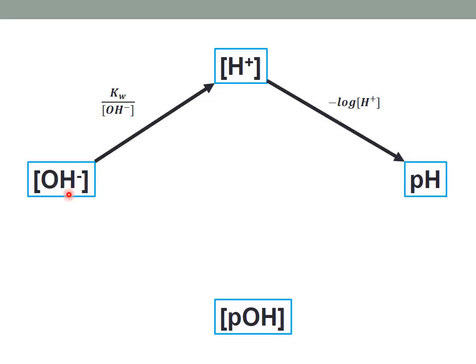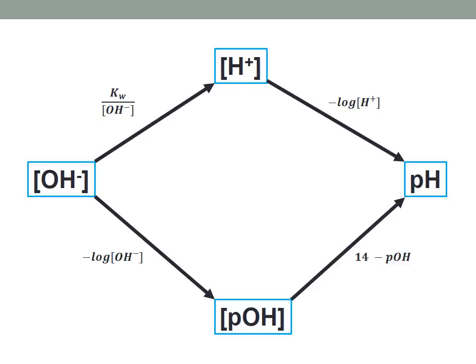Or you can go from hydroxide ion concentration to pOH by taking the negative log of your hydroxide ion concentration. Once you've gotten that, you know there's a relationship between pOH and pH: pOH plus pH is equal to 14. So if I subtract the pOH from 14, that gives you the pH. So there are two ways you can go about solving this, and if you know this relationship, that will help you. If you want to go in the opposite direction, you simply do the opposite of what we've done here.